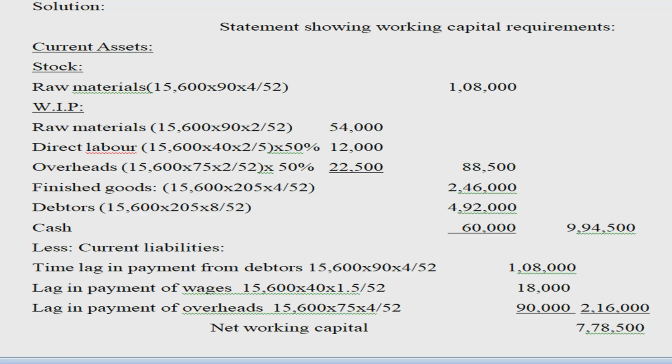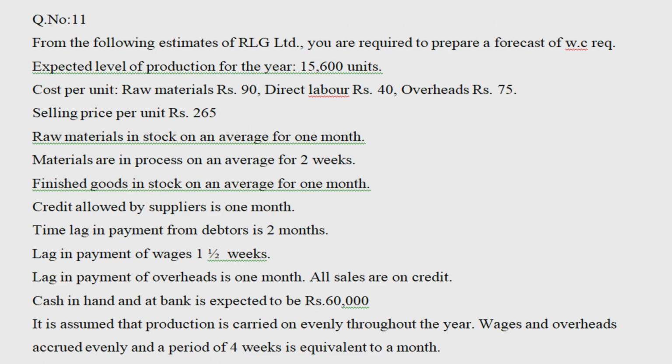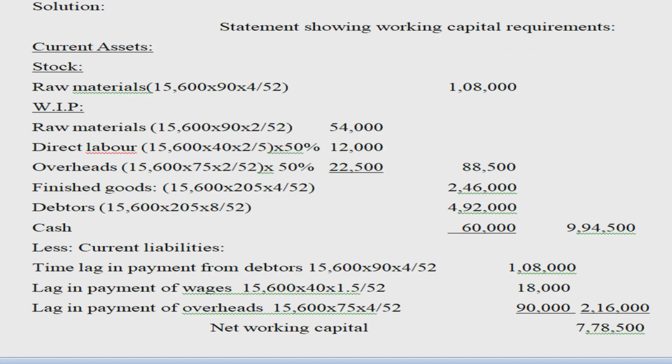9,94,500, less current liabilities. Under current liabilities you will have time lag in payment for creditors, for the wages, and for the overheads. Here credit allowed by the supplier is 1 month. So here we have to consider credit allowed by the supplier. So time lag in payment, 15,600 into 90 into 1 month, which is nothing but 4 weeks, 4 divided by 52. So you will get for time lag in payment for the creditors 1,08,000.